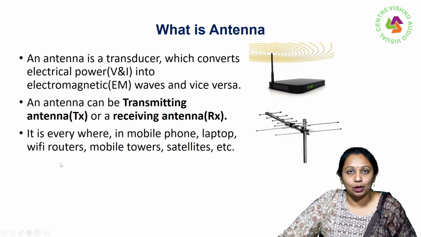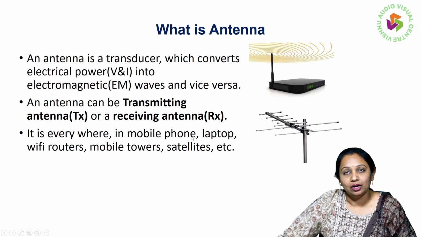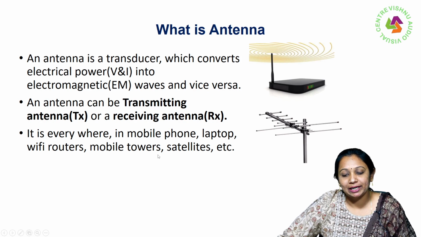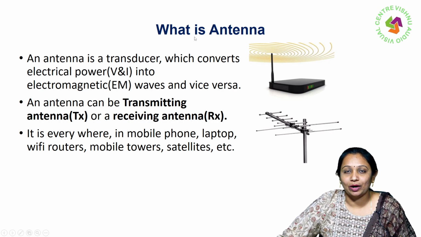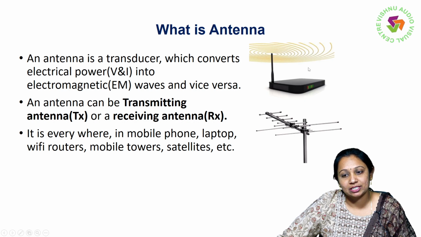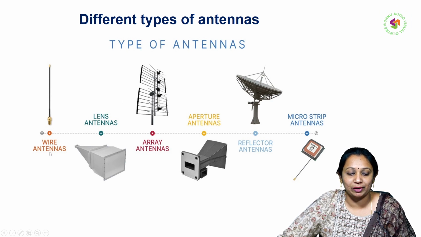Like I said, it is everywhere: in mobile phones to transmit or receive signals, and in laptops, Wi-Fi routers, mobile towers, satellites. These antennas are used everywhere nowadays. So this is the antenna. Then why learn about the antenna? What is the purpose of the antenna? This is the definition of the antenna. Nowadays antennas come in different shapes for different types of applications.